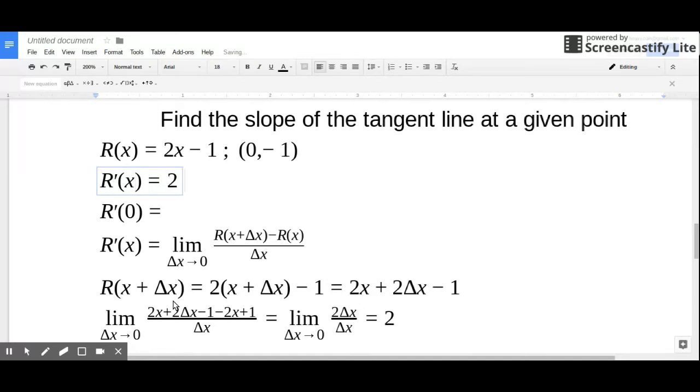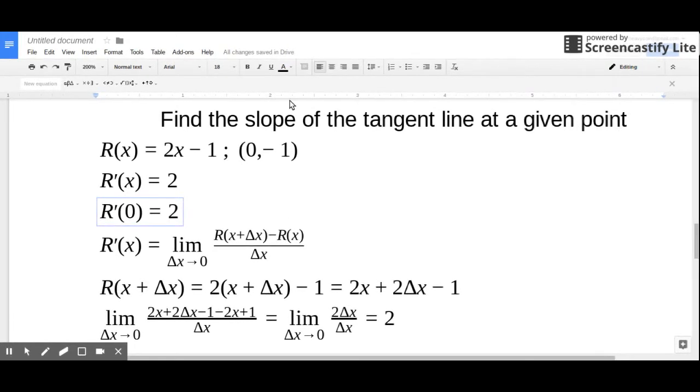So the derivative is 2. And no matter what you plug in for x here, you can see that you're always going to get 2 out. So r sub 0 is going to be 2. Right? You see that? R sub 0 is going to be 2.